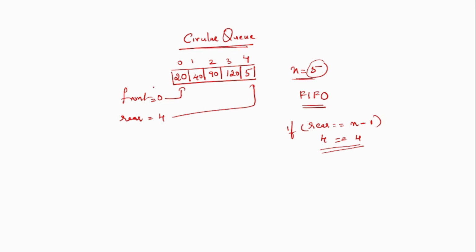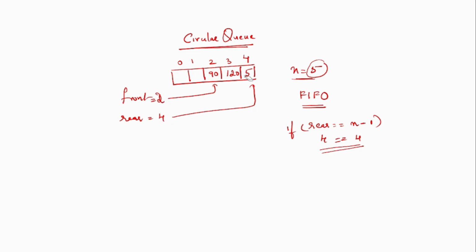So now if I want to dequeue, the simple way to dequeue is just increment the value of front to 1. Therefore here front will become 1 and this 20 will be garbage collected. Now if I want to dequeue 40, I just increment front, front will become 2, and then 40 will be garbage collected. Now front equal to 2 and rear equal to 4.